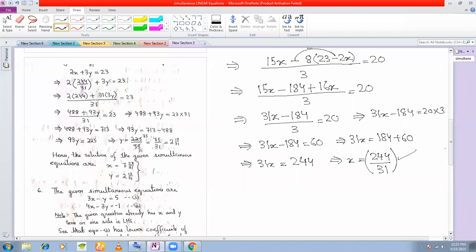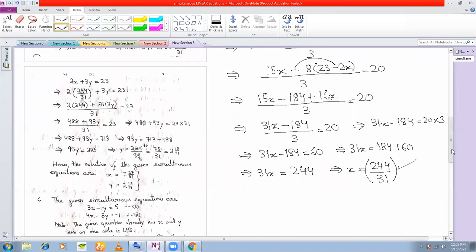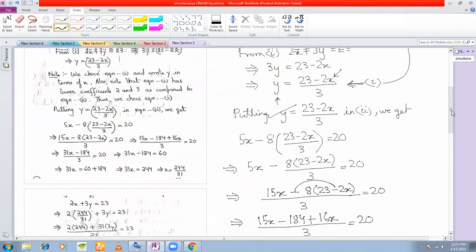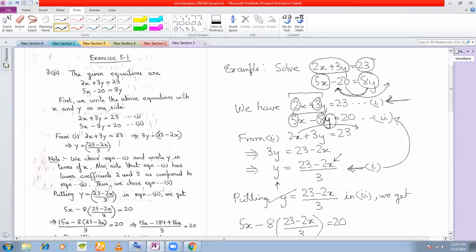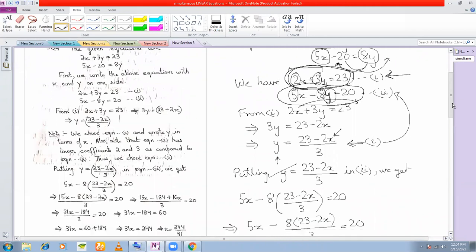So once we have found out the value of x, we want to find out the value of y now. How will I find out the value of y? I will find out the value of y by putting the value of x in either this equation or this equation. Now again, the question is, which equation should I choose? In fact, you can choose any, but so that your calculation is minimum, try to choose an equation which has lower coefficients. The first one has coefficients 2 and 3. So you choose the equation with lower coefficients.